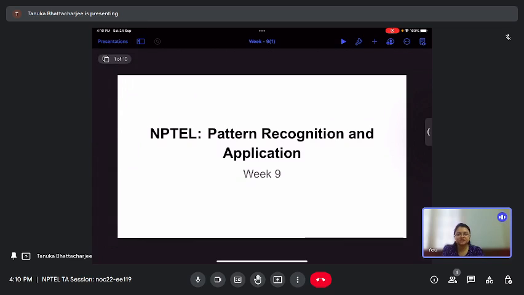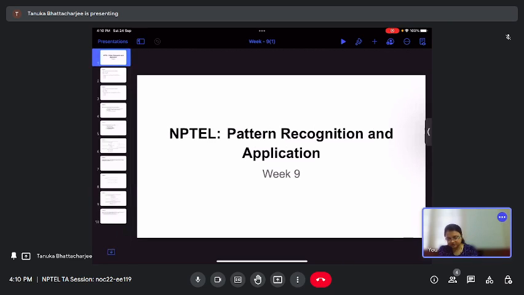So in today's session we will solve some problems about designing the discriminant functions for classifier design, and we will also solve some problems on neural network. So let us start with the first problem.